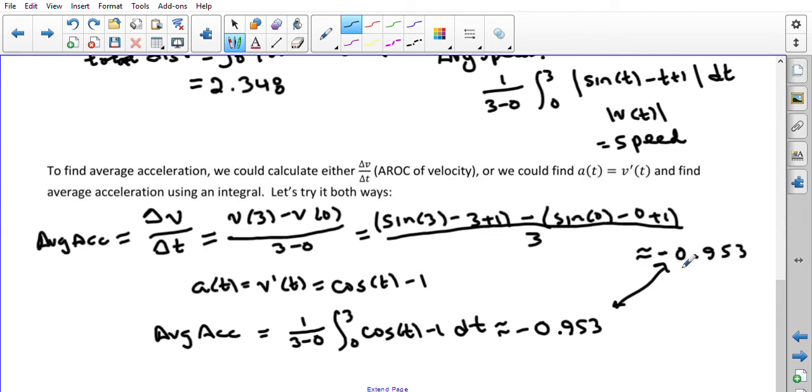So we get the same answer doing this two different ways. It depends on what we're given. If we're given the velocity function, we can do the delta v over delta t thing. If we're given the acceleration function, we can use the formula here for the average value to get that.